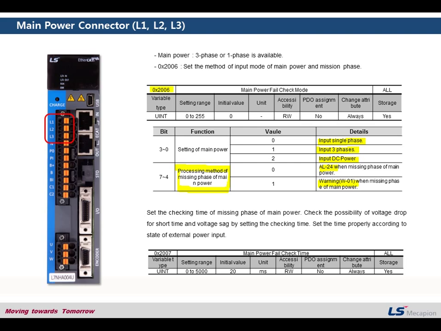If you need to check the frequency of missing phase of main power, you need to set parameter 2007. This one is about main power fail check time. Depending on the circumstance of system, the setting value will be variable. So by setting this value, short time voltage drop or short time voltage sag would not be detected as a serious phenomenon for the system.